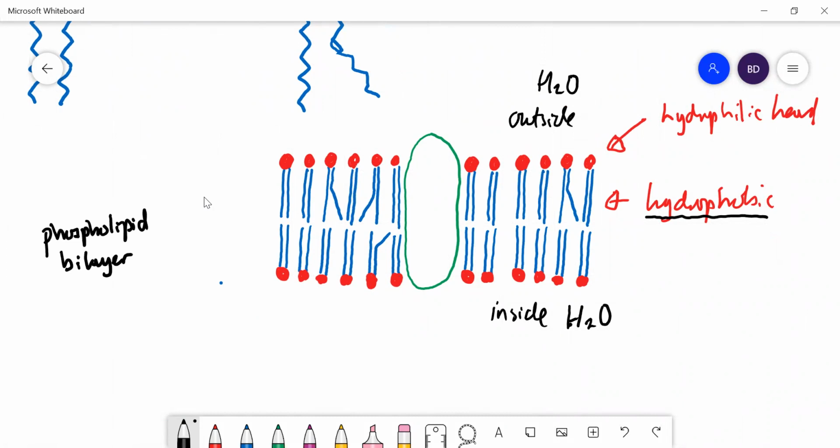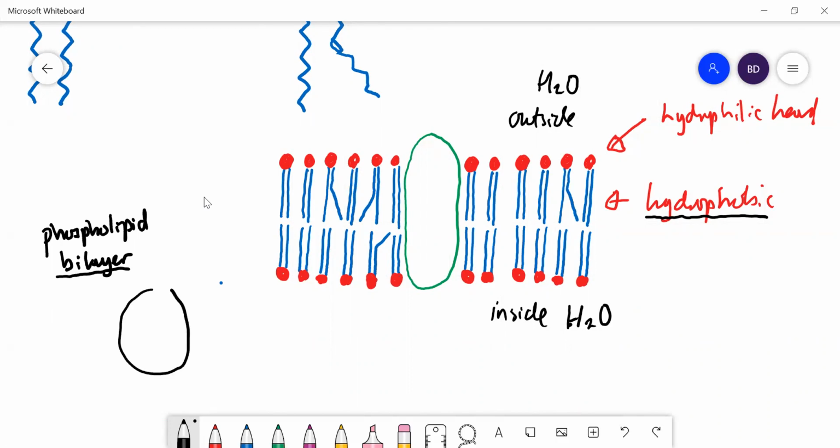It's called a bilayer because obviously there's two layers of phospholipid molecules, and it's all due to the fact that they've got these hydrophilic heads and hydrophobic tails. In fact, if you get some pure phospholipid in a test tube, shake it up with water, it will naturally form into these bilayers. It will naturally do that.